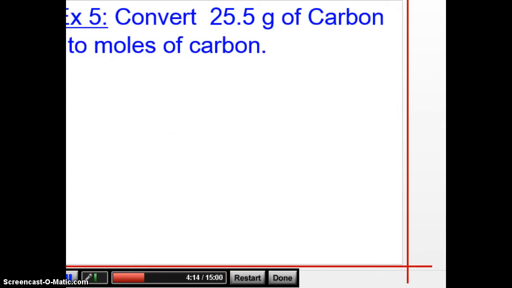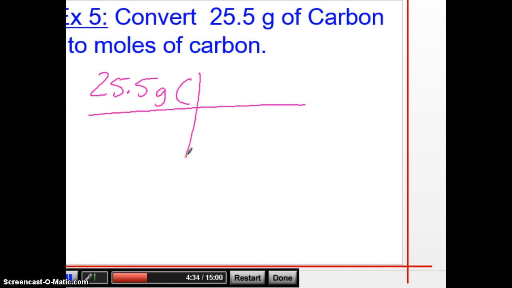We can also do some more complex calculations. So let's say we have 25.5 grams of carbon, and we want to find out how many moles that is. Well, we can do that pretty easily. We would write down 25.5 grams of carbon, and we might remember this from the very first unit of the year. We put grams of carbon at the bottom automatically, and then we would put moles of carbon on the top.